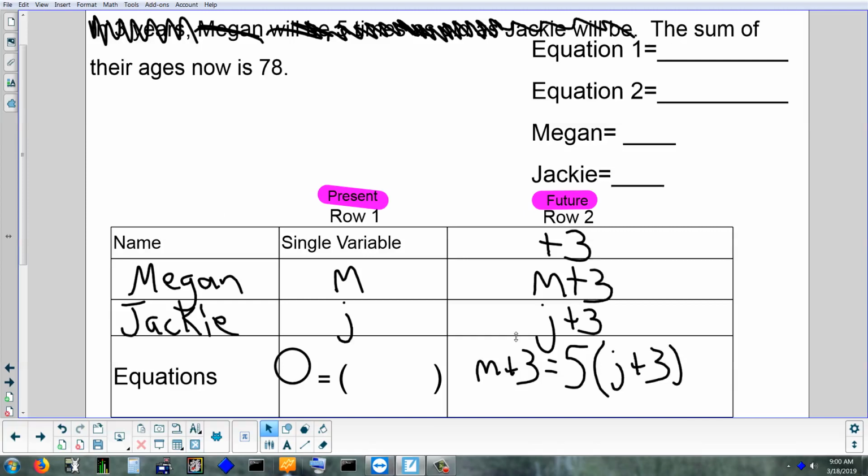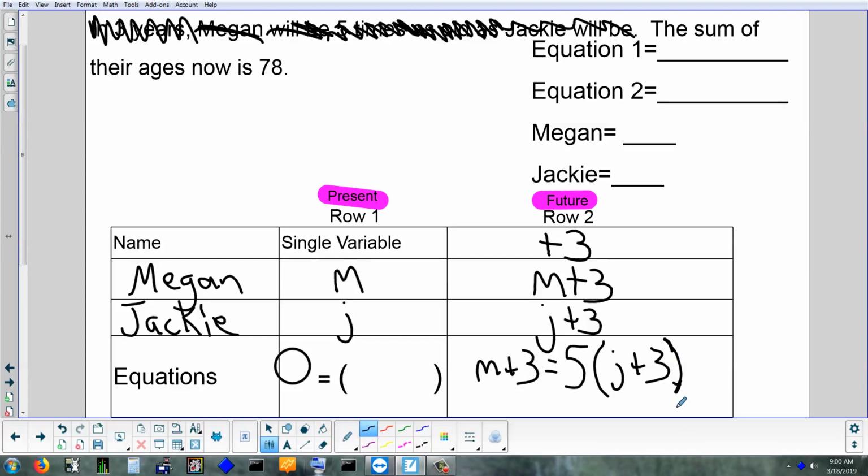And my parentheses. All right, again, this one's a little bit different because the first sentence dealt with the past or future. In this case, it was the future. We already know Megan and Jackie, M and J. Now we're going to set up our row 1 equation, which is them in the present.